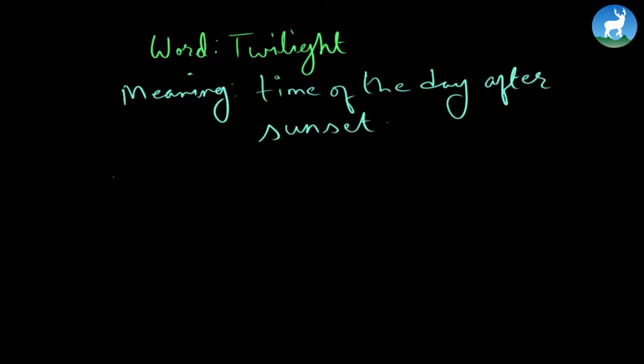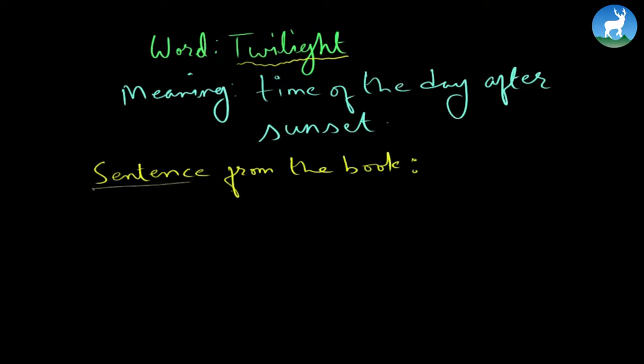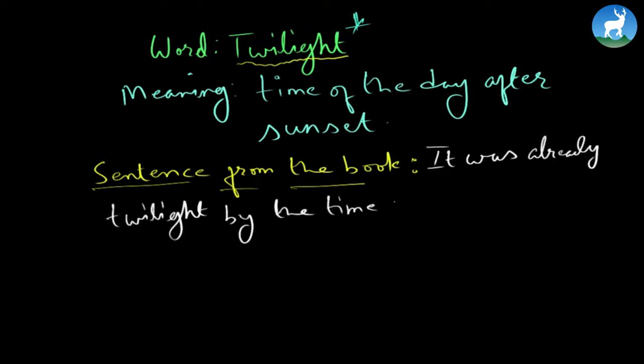Now let's do one more thing. Now we'll write down a sentence from the book. Just like the title suggests, where do you find this word twilight being used in the book itself? As you go through the passage, you'll figure out that it is right there in the passage and it is used in this particular manner. Meaning you copy the very sentence where it's used. In the passage, it's written: It was already twilight by the time I reached there. This is something you copy as it is from the book where this particular word is used.